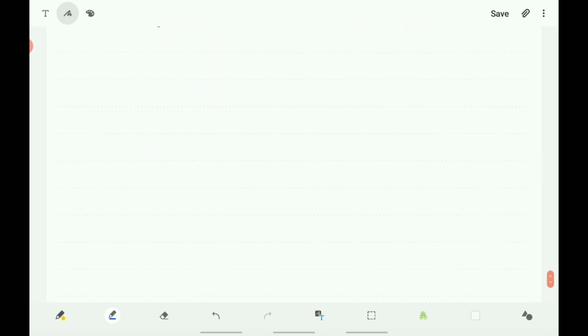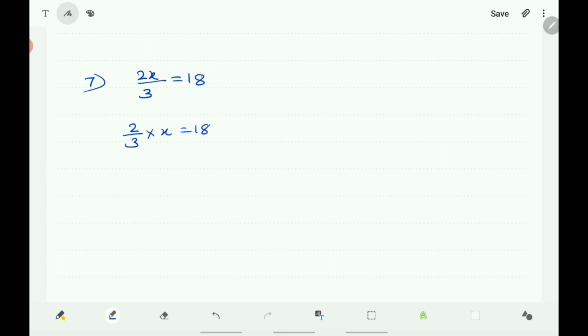Next, the seventh one. 2x by 3 is equals to 18. 2x by 3 is equals to 18. Then here it is nothing but 2 by 3 into x. 2 by 3 into x is equals to 18. Here you must cancel this.